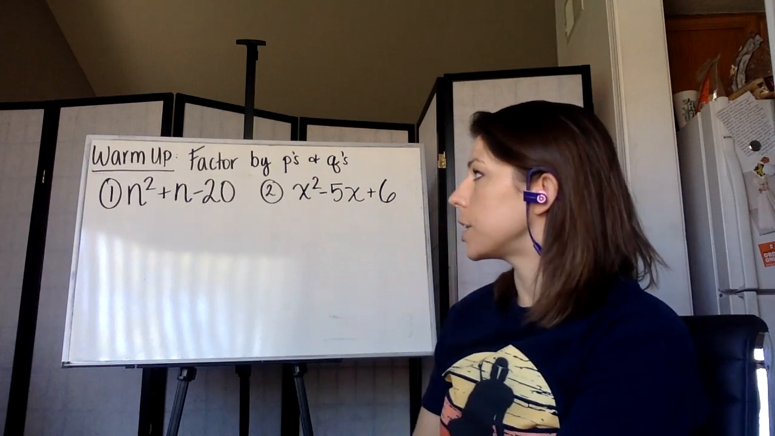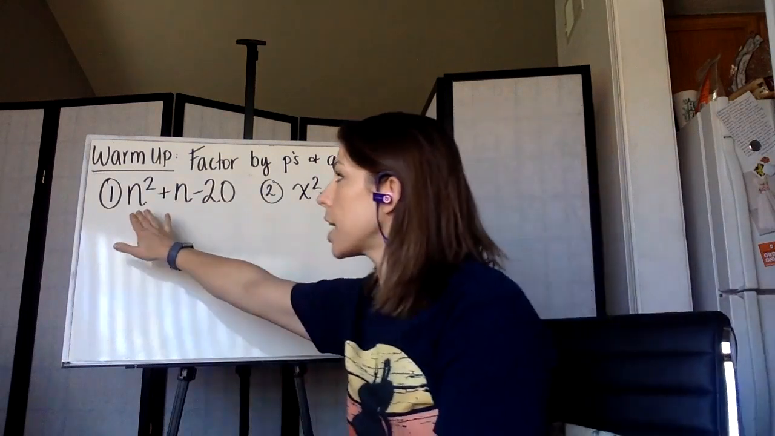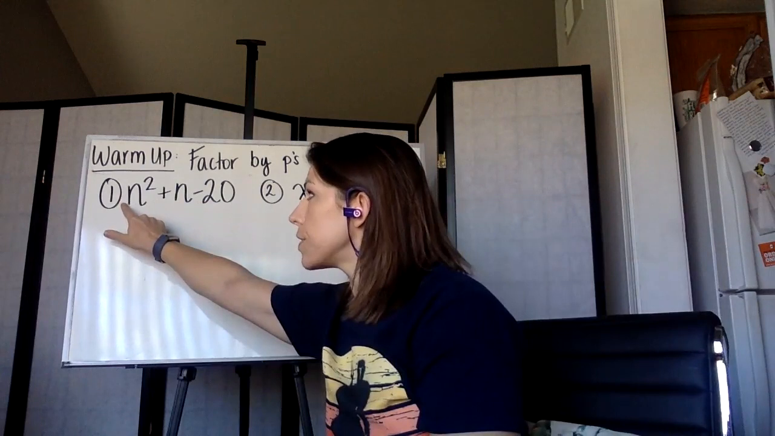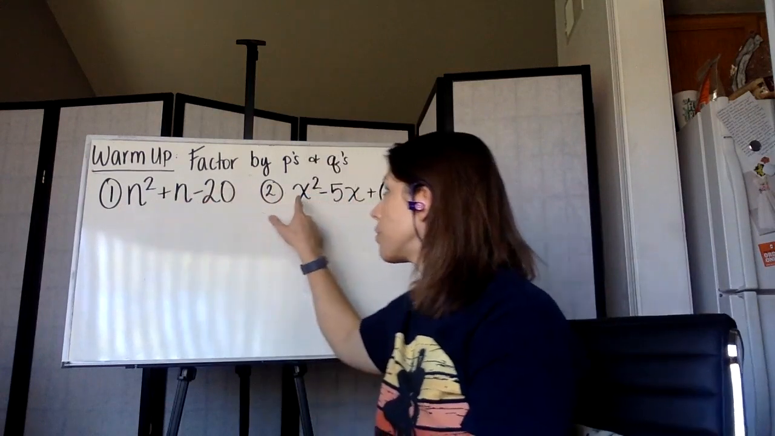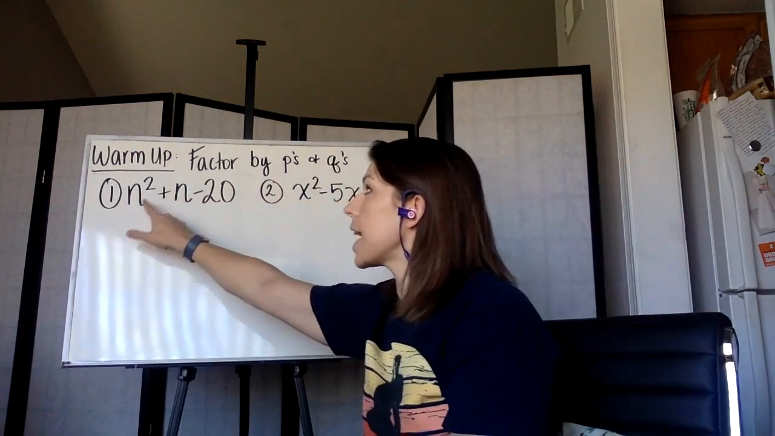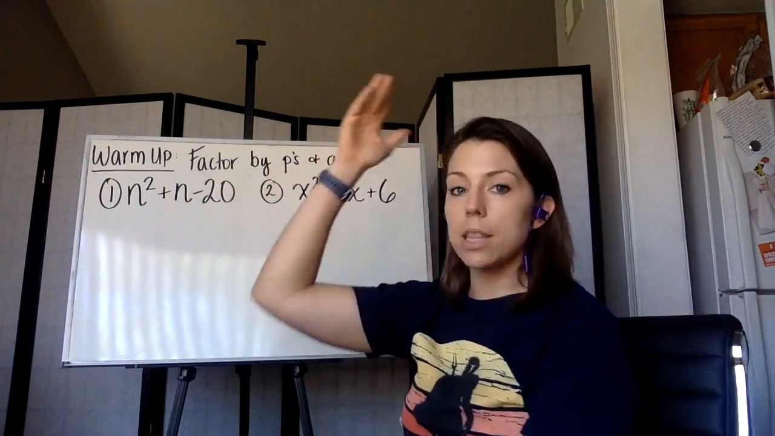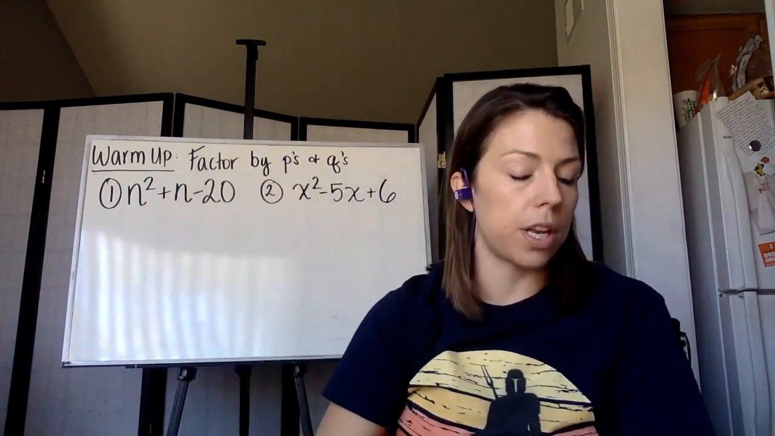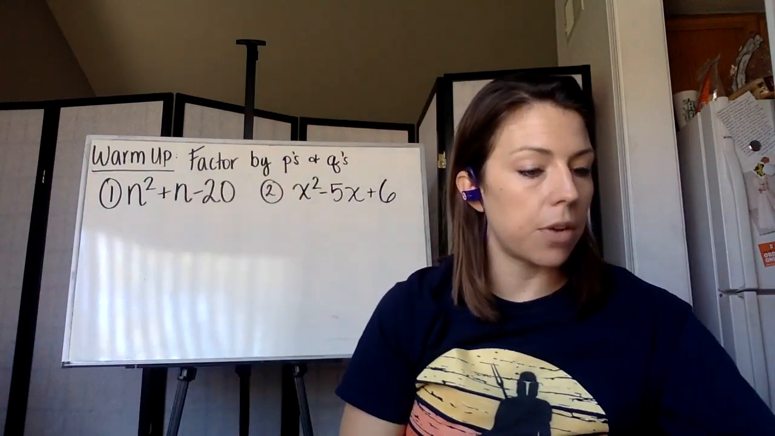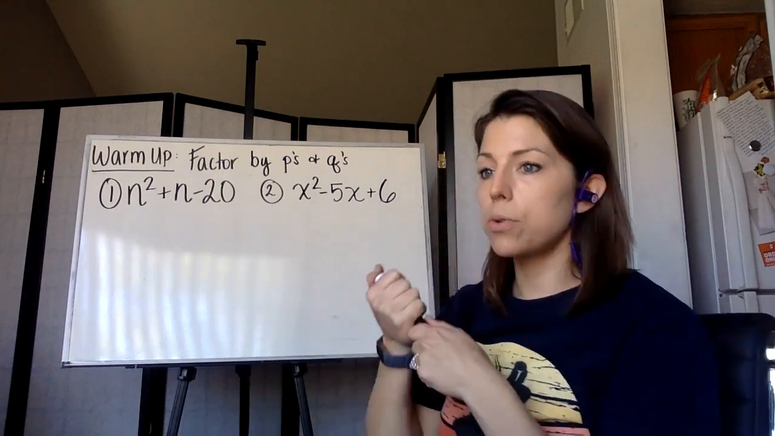Factor each by P's and Q's. So again, these are trinomials with a leading coefficient of 1. So there's no number in front of the x squared, there's no number in front of the n squared, which means we just get to play the P's and Q's game, and that's how we're going to factor. Go ahead and pause the video now if you want to try this on your own.